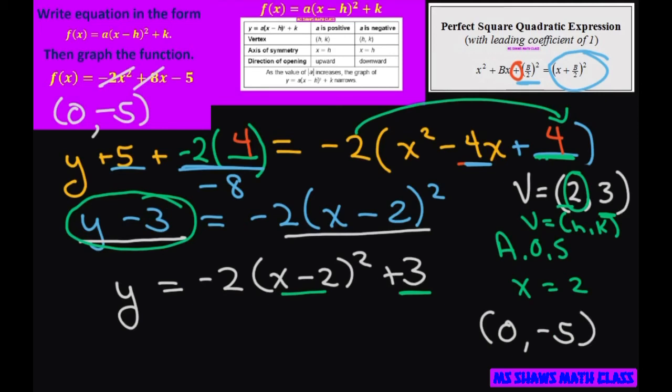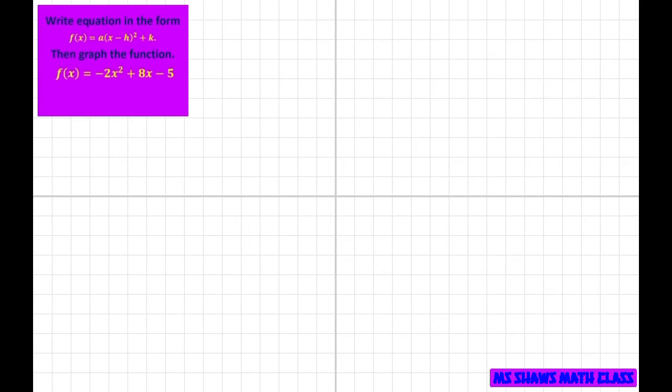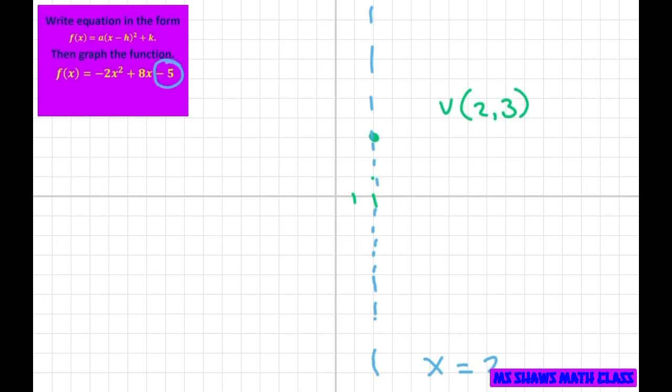All right, so vertex and y-intercept, 2, 3. So let's graph this. We're going to go 2, 3. That's your vertex. 2, comma, 3. Your axis of symmetry is right here. Goes right through your x of 2. So this is x equals 2. It's a line. And then your y-intercept is negative 5. So 1, 2, 3, 4, 5.